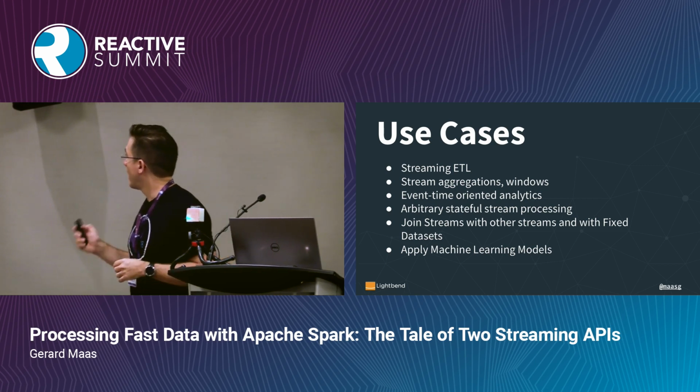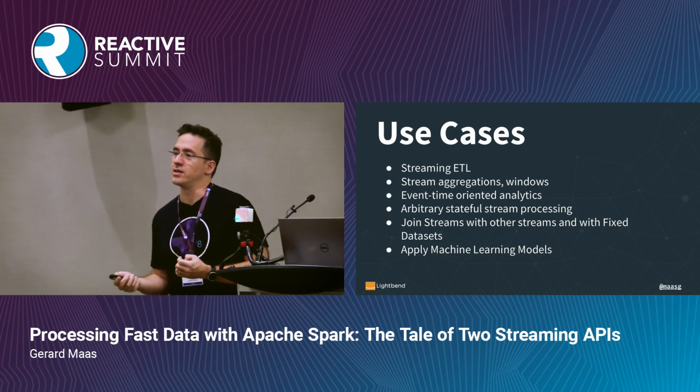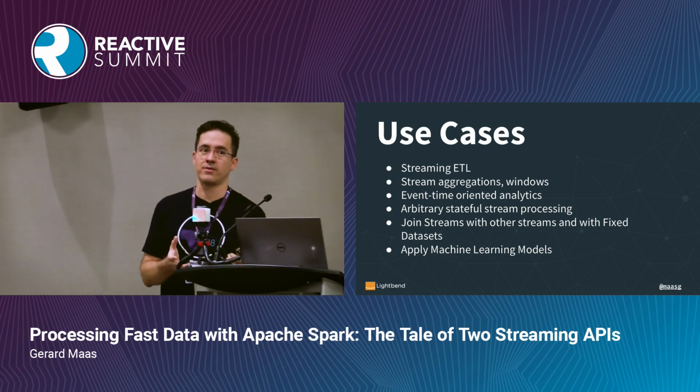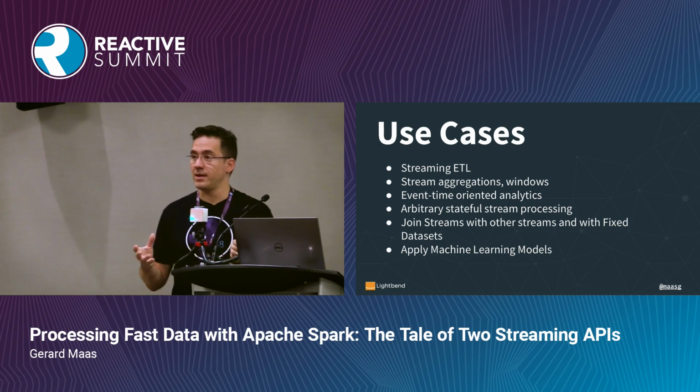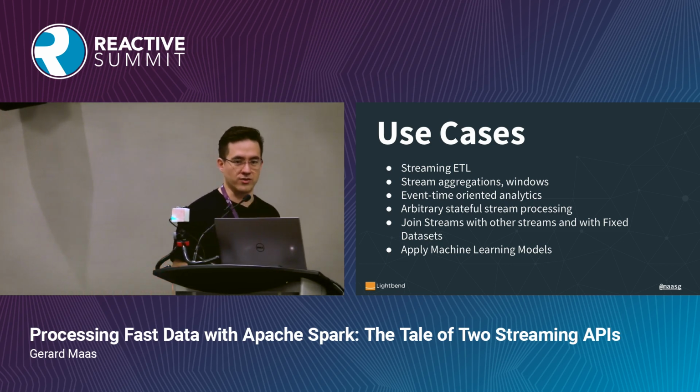What a mouthful. Okay, there are also joins available, and you can apply machine learning models. I mean, the ML libs available in Apache Spark can be trained in batch mode and then applied in streaming mode using structured streaming.